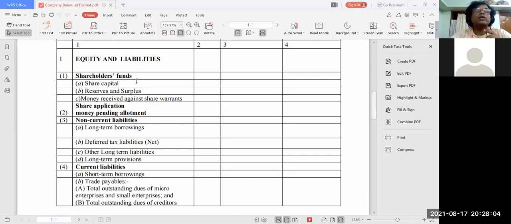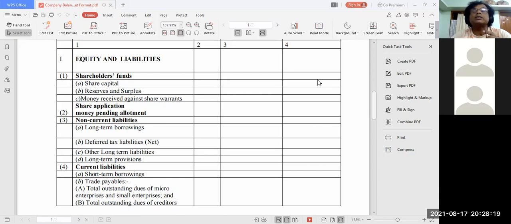Shareholders fund. N for what? Non-current liabilities. C for what? Current liabilities. Okay, S and C हो गया. So चलो हम लोग नीचे अभी देखते हैं क्या है. S and C का नीचे क्या है? Asset का नीचे क्या है?